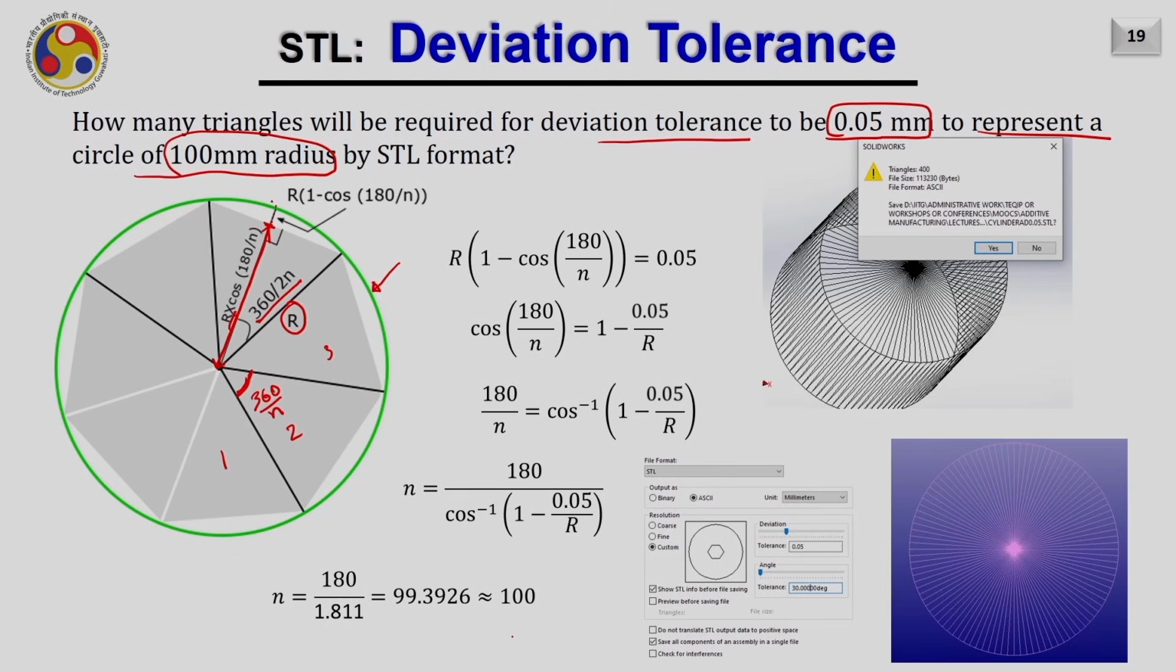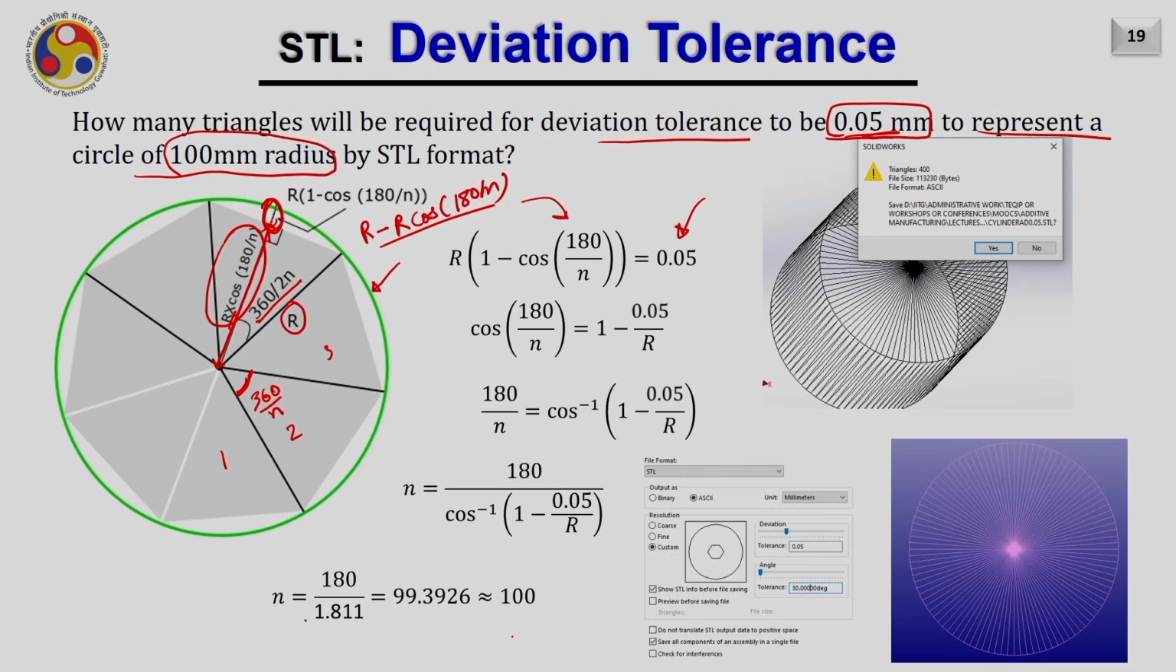Now, this particular length, which is called the chord height, can be calculated by subtracting this length from r. So, r minus r cos 180 by n will be nothing but this length. Now, this length is what they are asking us to keep as 0.05 mm. So, we will just equate this with 0.05.